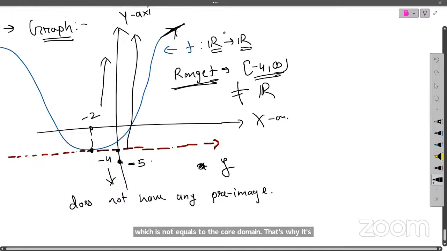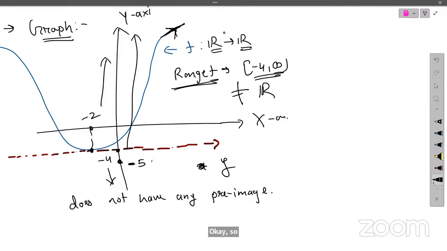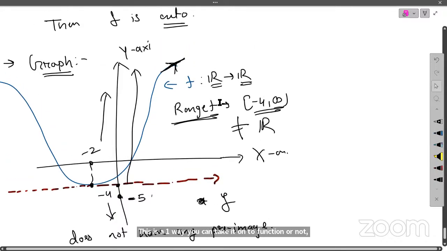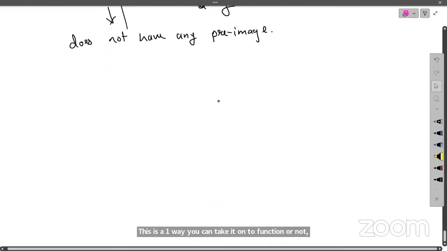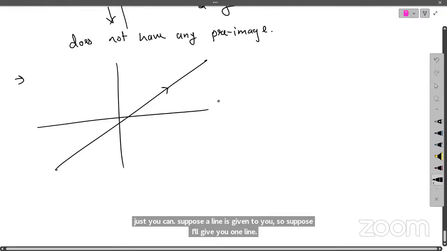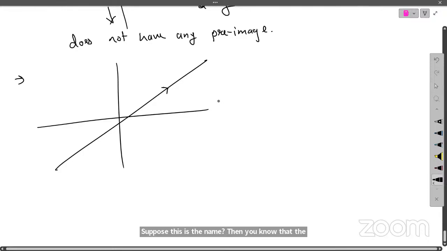Okay, so this is one way you can check whether it's an onto function or not. And the other way is just intuitively: suppose a line is given to you. Suppose this is the line. Then you know that the line is actually coming from -infinity and going towards infinity. So here the range will be all real numbers only.